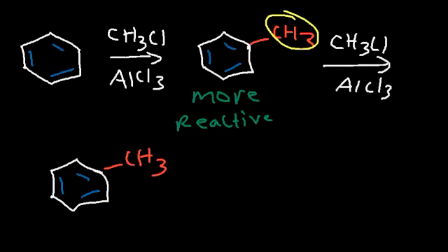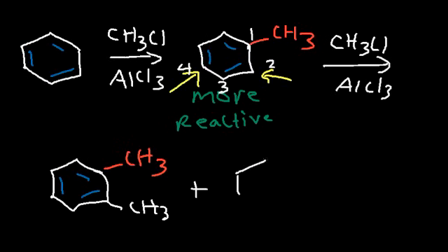Now this group, the methyl group, is an ortho para director. It will direct a second methyl to go in the ortho position or in the para position. Ortho is 1,2, para is 1,4. So we can get this product, plus we can get the other product. Now having two methyl groups makes the ring even more reactive than having one methyl group. So we can get trimethyl benzene rings. And so polyalkylation or polyalkylated products can form in the Friedel-Crafts alkylation. So that's one limitation of this reaction. Another limitation is that the Friedel-Crafts alkylation reaction does not work if there's any strongly deactivating groups like a nitro group or benzene sulfonic acid.